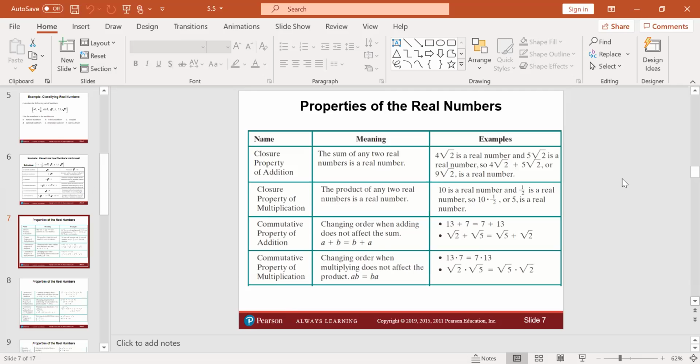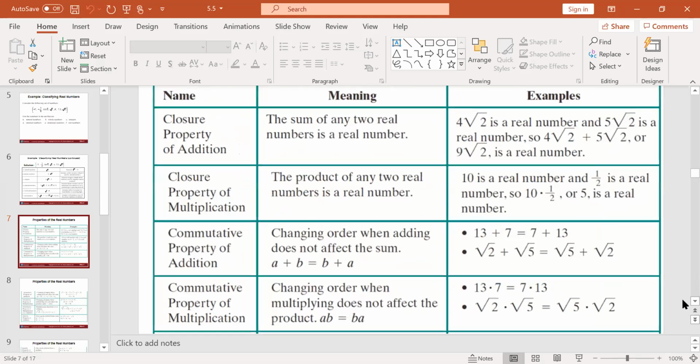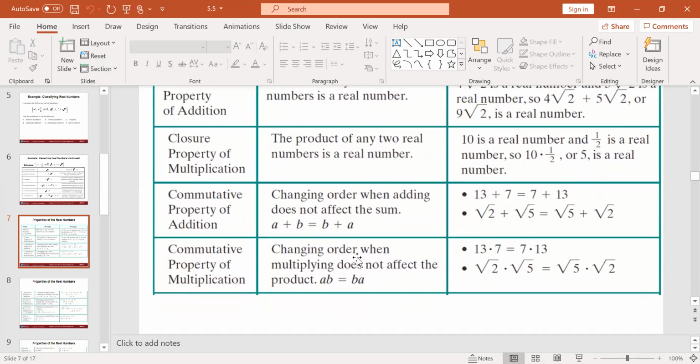There's also a closure property for multiplication. If I multiply any two real numbers, I'm going to end up with a real number itself. So there's a product rule basically for closure. Now here's where we get into some of the interesting ones. Those first two you could have probably figured out, but this one, the commutative property.